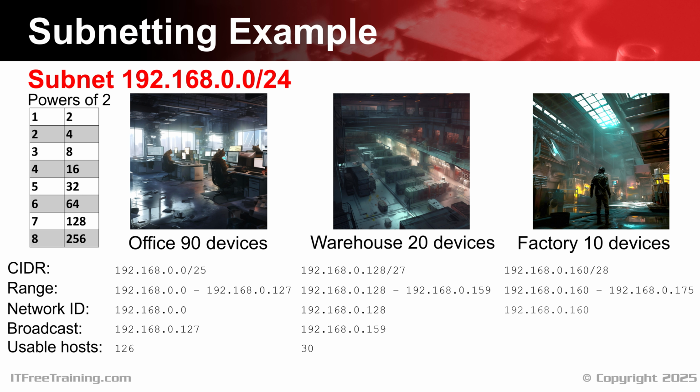The network ID will be the first IP address in the range, so this will be 192.168.0.160. The broadcast address will be the last IP address in the range. Thus, in this case, it will be 192.168.0.175. Lastly, the usable hosts will be the number from our powers of 2 table, subtracting 2, giving us 14.